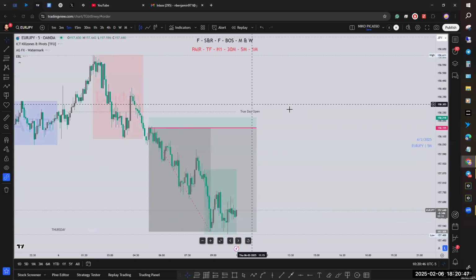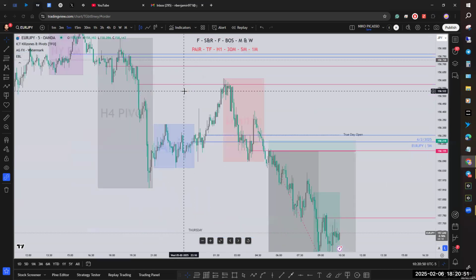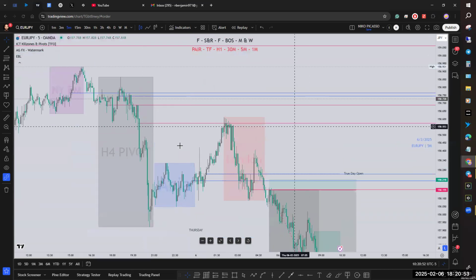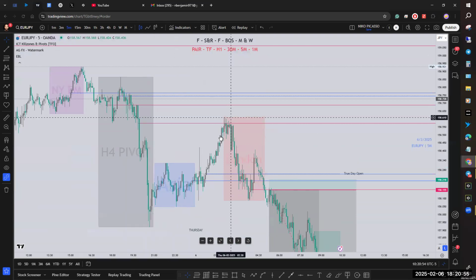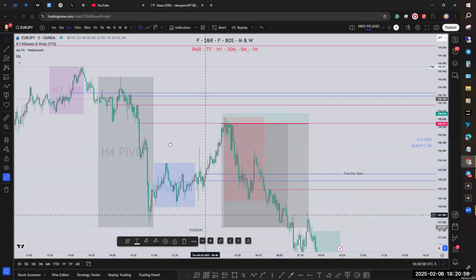So I just wanted to make this video quickly. This is Euro JPY. You can see this one was cleaner than the gold. Gold, we had a lot of lines. This one, very easy. We have one line here. The market comes and retests it. Very clean setup, right? Very clean setup.